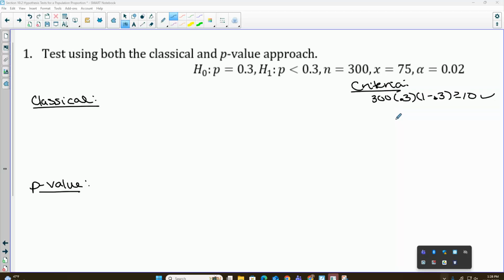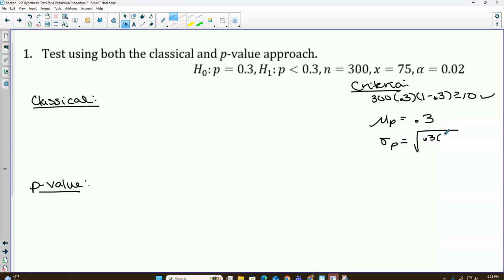If I were going to do this, we have to get a z-score, which means we need our mean and standard deviation. So our mean is just our p. Our standard deviation is the square root of p times 1 minus p over n. And what did I get? 0.0265.